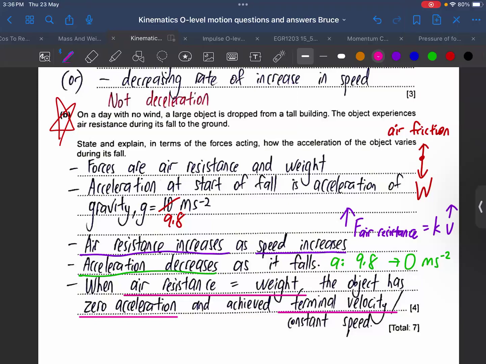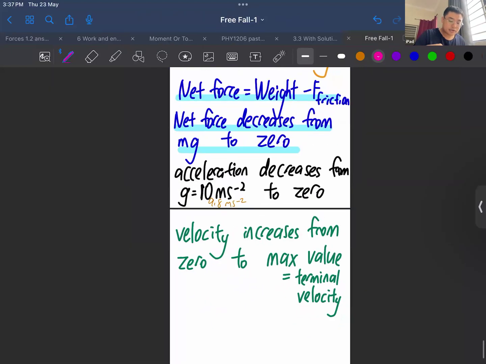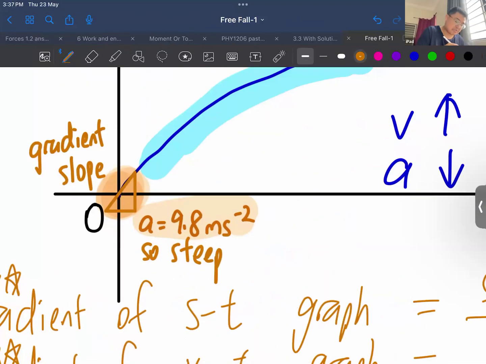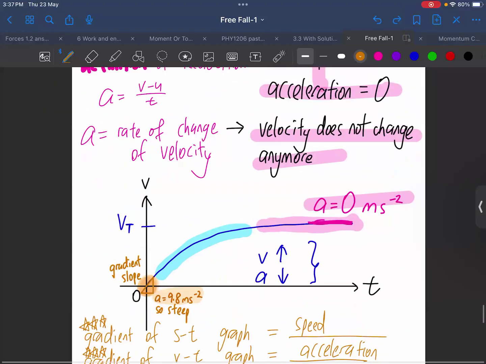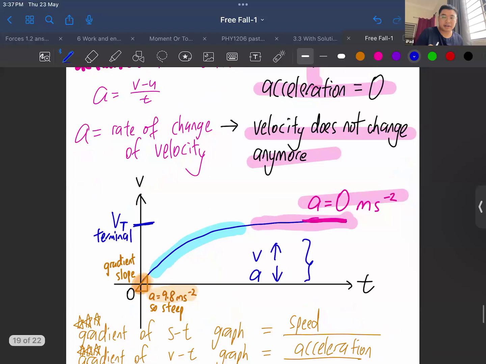Okay, now I understand that this kind of question normally can drive a student crazy because we have 4 marks, and I have to admit that the story is so long. Am I right? You have to tell me what initially, wow, look at this, the gradient. Wow, initially the acceleration is 9.8. Later on, oh my goodness, the gradient is simply 0. Are you okay? Yes. And when your velocity reaches the largest value, we call it terminal velocity. So many things to tell, right?